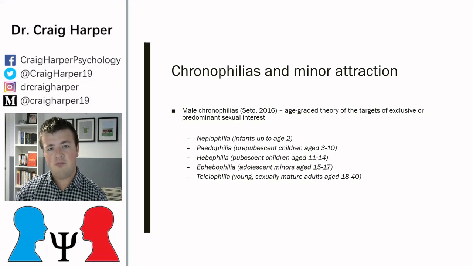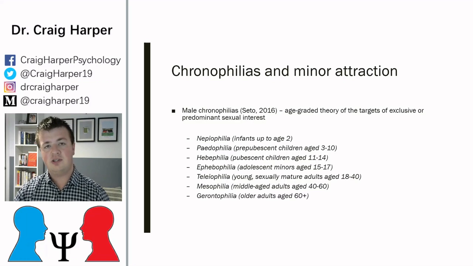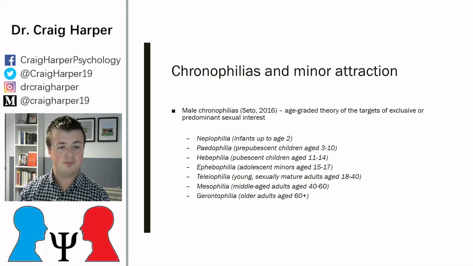This is kind of what we might refer to as the normal or the typical chronophilic subtype, so a sexual arousal pattern towards sexually attractive and sexually mature adults, typically up to the age of around 40. We then get into mesophilia and gerontophilia, which is a sexual arousal pattern where arousal is targeted towards middle-aged and older-aged adults.